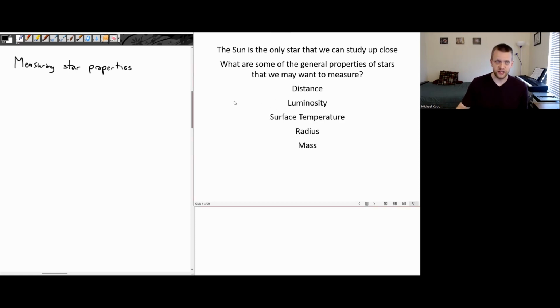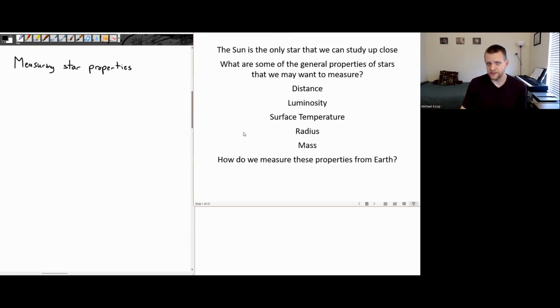We might want to measure things like how far away is the star? What is the luminosity of the star? Basically, how much light energy is it giving off overall? The temperature of the star, the size of the star in terms of its radius, what's the mass of the star? All of these different properties that we'd like to know about stars, but we're kind of stuck here on the Earth. Again, these other stars are so far away that with current technology, it's infeasible to actually send a probe to these other stars.